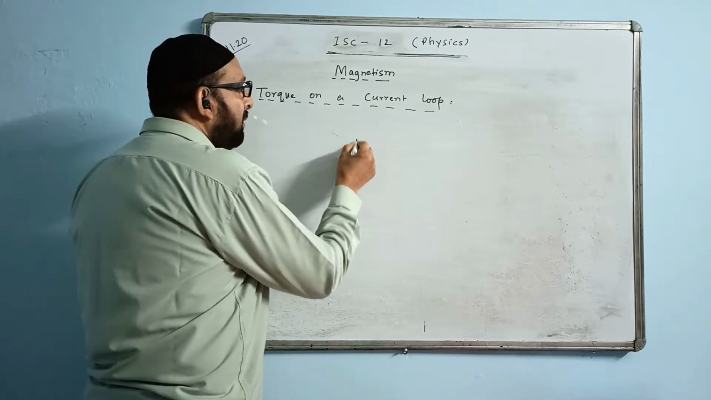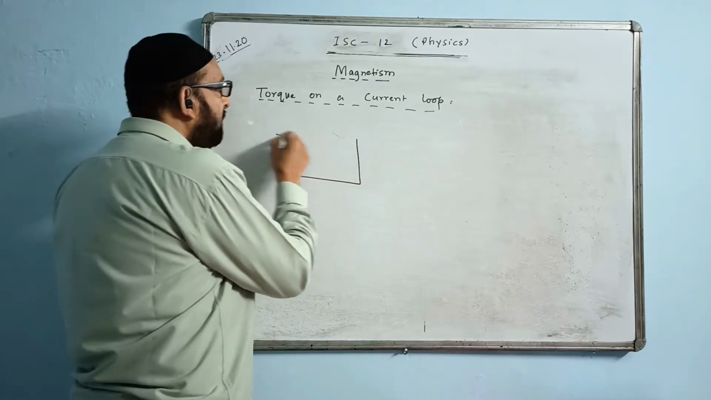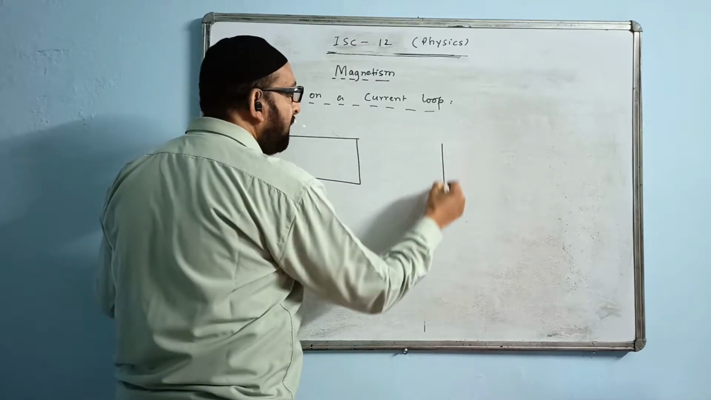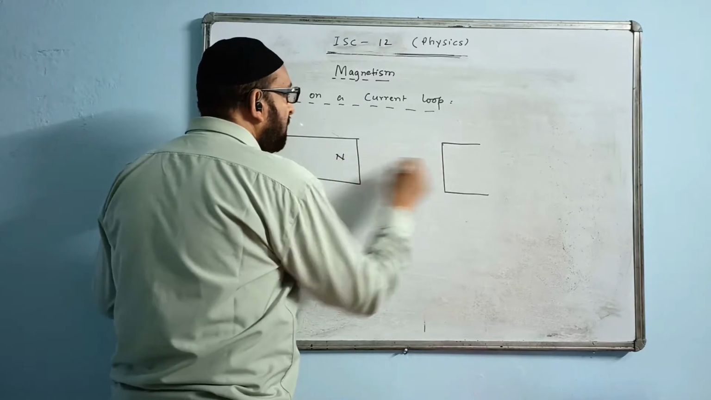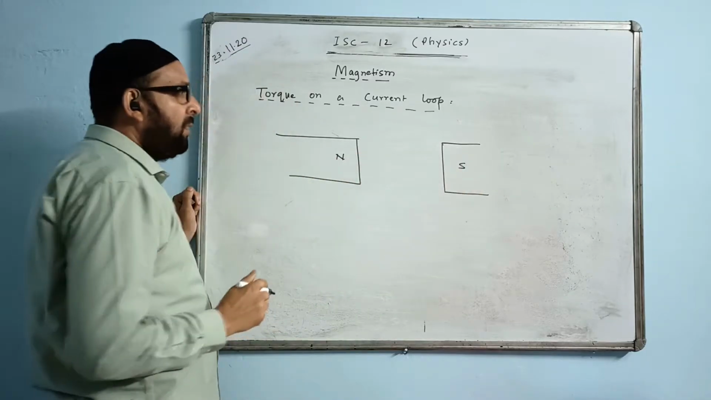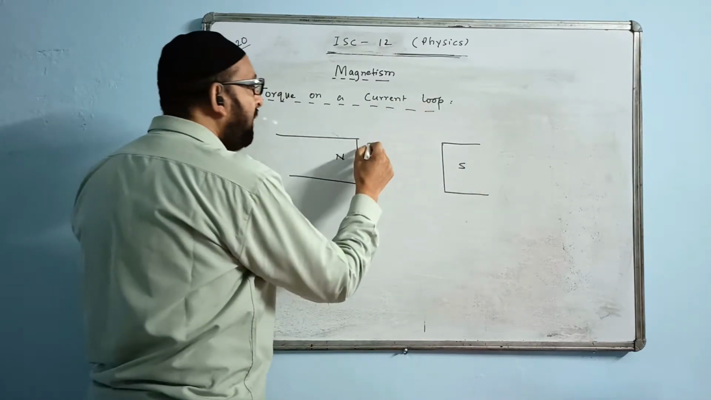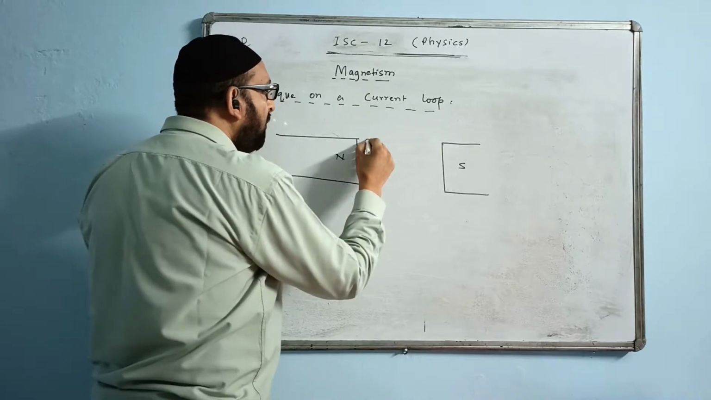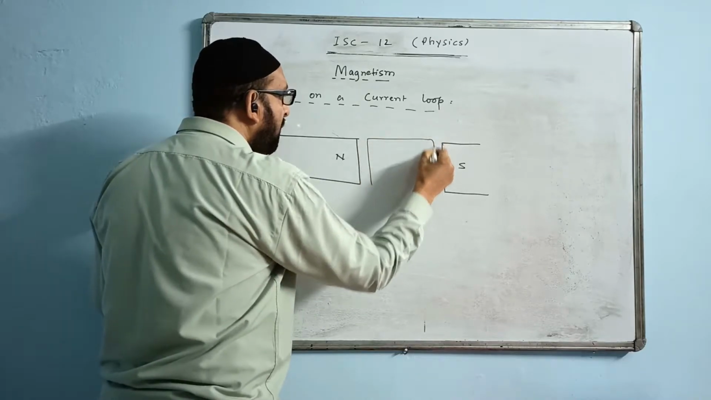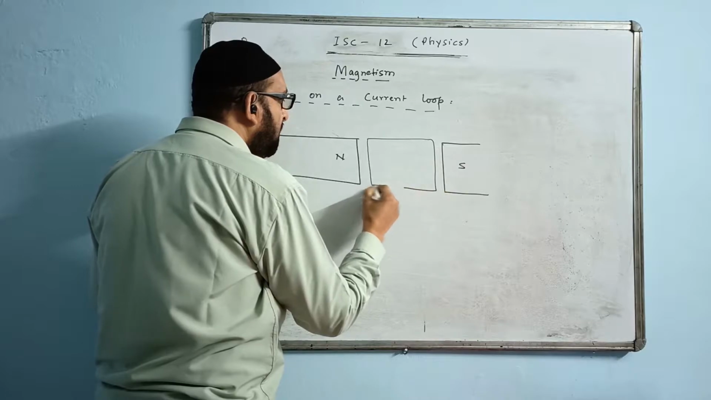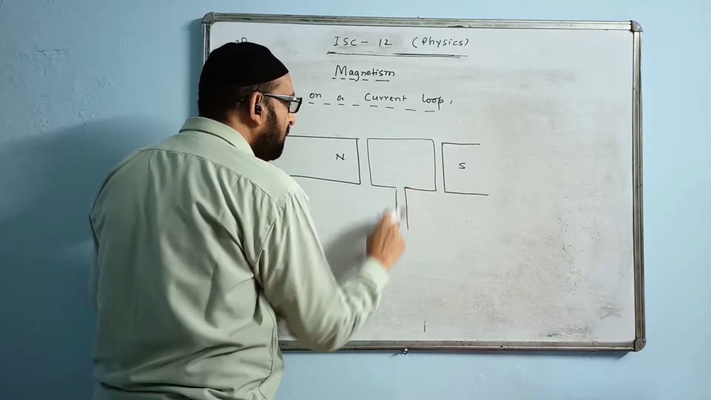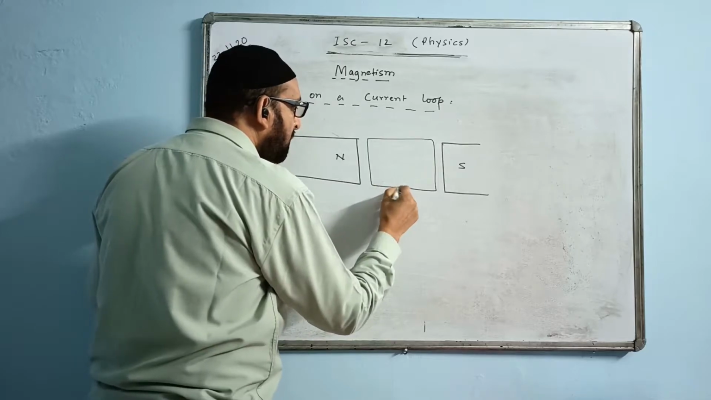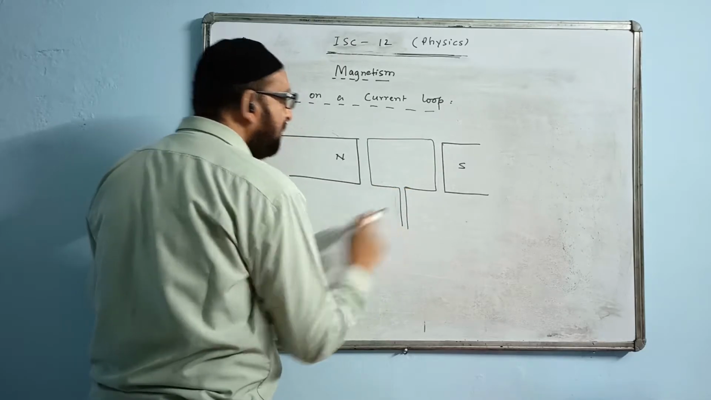Let us take a magnet, or rather, we are applying a magnetic field. This side is north, this side is south, suppose. We will be having a current loop. Let us take it in the form of a rectangular coil like this. This rectangular coil is called the armature.